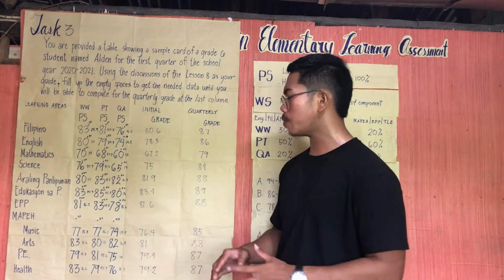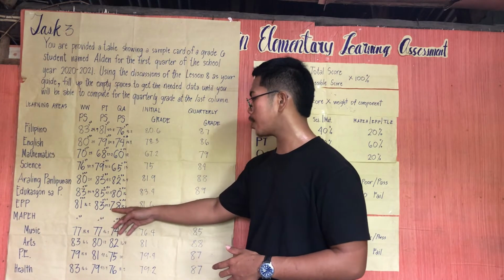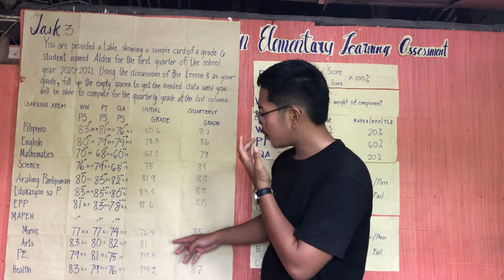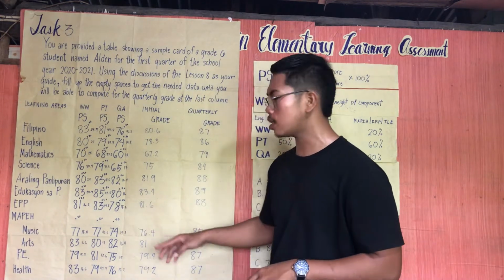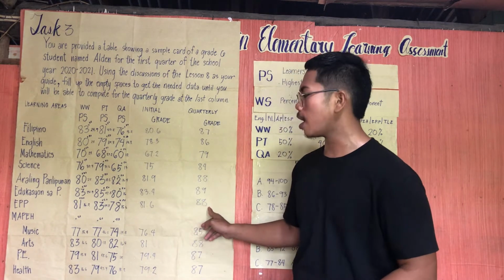We add up all the weighted scores, 16.2, 49.8, 15.6, 81.6, and the transmutational grade of 81.6 is 88.